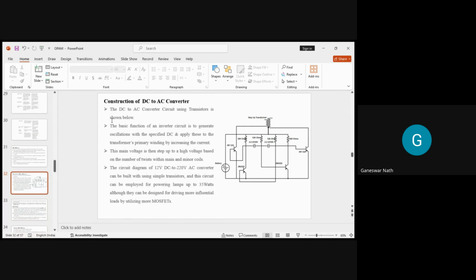The circuit diagram of a 12 volt to 10 to 20 volt AC converter can be built using a simple transistor. This is also made of a simple transistor. This circuit can be employed for powering a lamp up to 35 watts, although they can be designed for driving more influential loads by utilizing a MOSFET. So this is a simple block diagram of a DC to AC converter here.